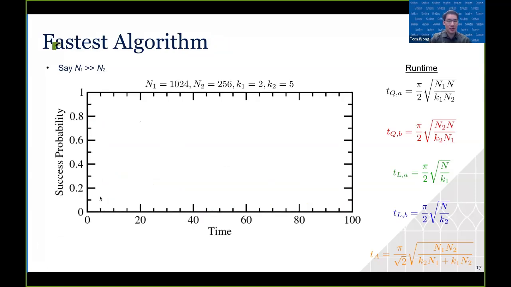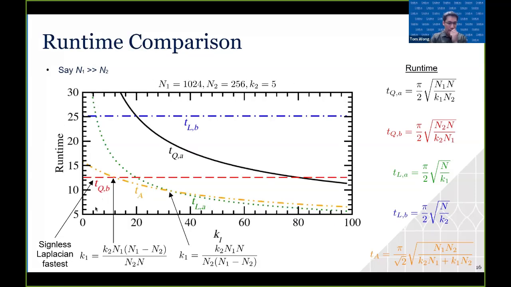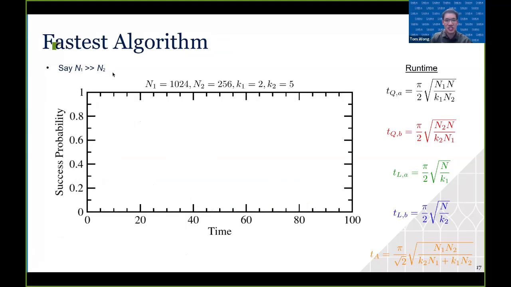And so just to give an example of this, let's look at the case when K1 is equal to, let's say, 2. And so this puts us squarely in the regime where TQB should be the fastest, then TA, then TLB, and then TLA, and then TQA should be the slowest. So let's go ahead and plot how each of these evolves just to confirm that.